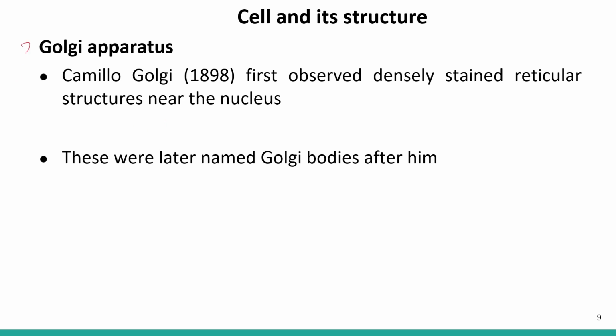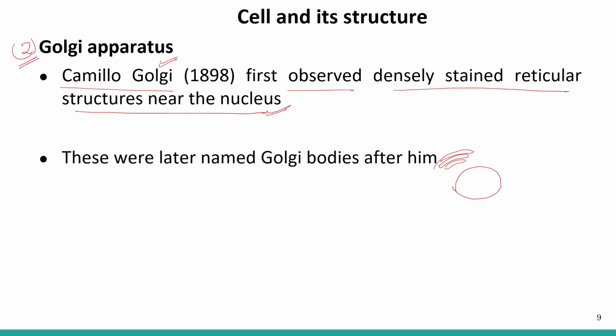Now, the second organelle of the endomembrane system is the Golgi apparatus. Camillo Golgi, in 1898, first observed a densely stained reticular structure near the nucleus. So they are present near the nucleus. Suppose this is the nucleus, the Golgi apparatus is present like this, near the nucleus only. Golgi apparatus.